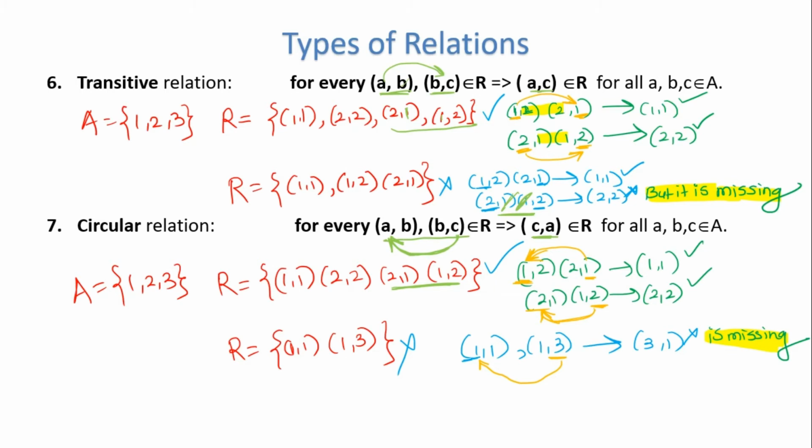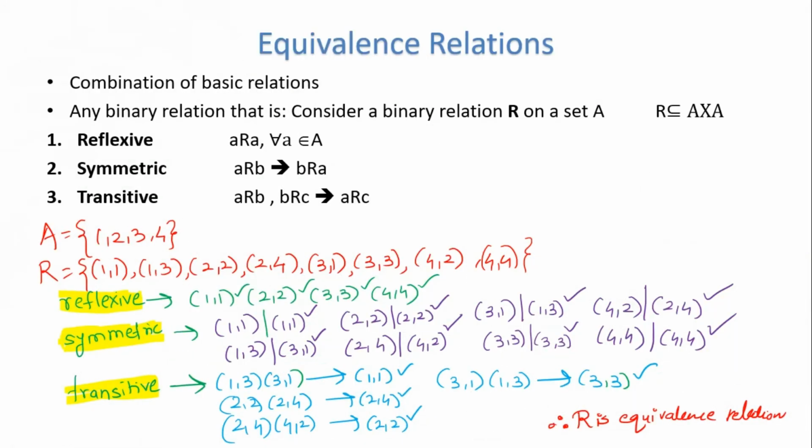Now based on the combination of these 7 types of basic relation, we are having 2 types of relation: equivalence relation and partial order relation. Equivalence relation: any binary relation which is satisfying these 3 properties, reflexive, symmetric and transitive, will be called an equivalence relation.